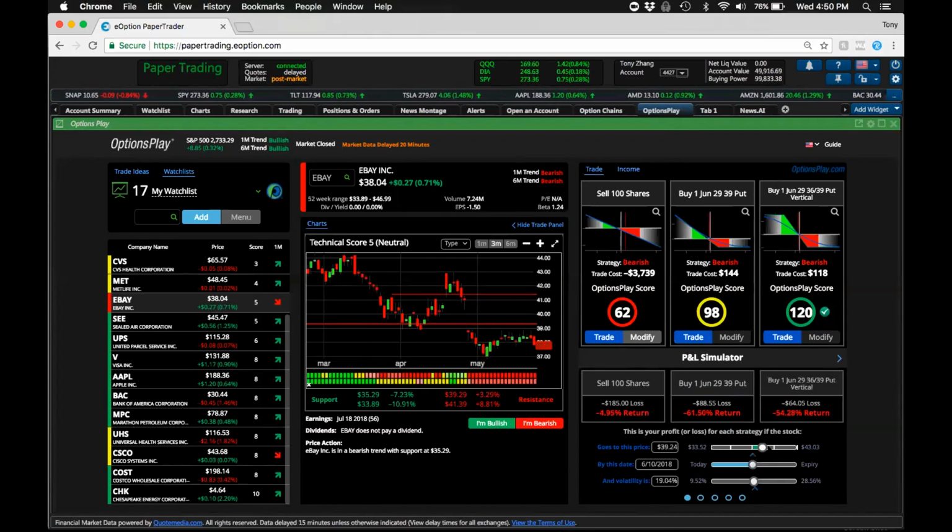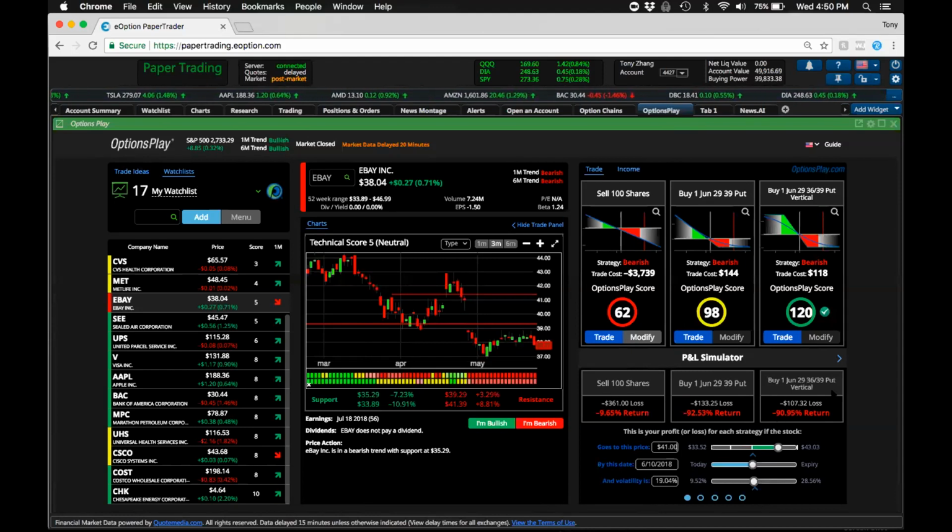It also allows you to say, what happens if I'm wrong? What happens if eBay pops up and goes back up to 41 bucks? How much money do I lose? If you had shorted the stock, you lose $361. If you bought the put option, you lose $133. If you bought this vertical, you only lose $107.